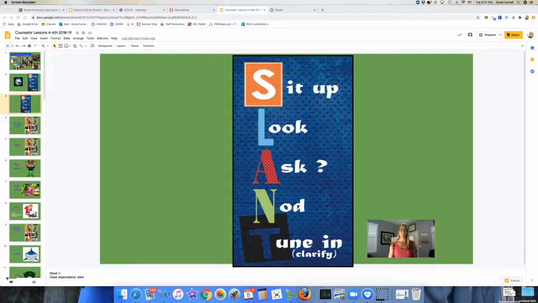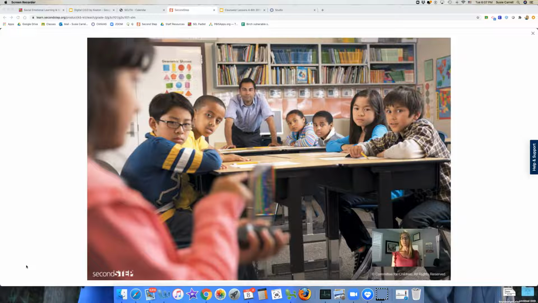Next, you'll see a picture of Sita. She's showing the rest of her classmates a rectangular prism during a math lesson. Take a look at all the students that are seated in their desks. Do you think that they're showing respectful listening as Sita is talking? Are they sitting up? Are they looking at her? Are they asking questions without interrupting? Are they nodding to show that they're engaged and interested in what she's saying? Do they appear to be tuned in to what she's talking about?